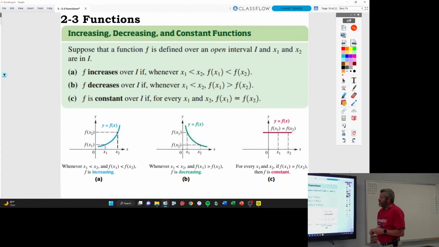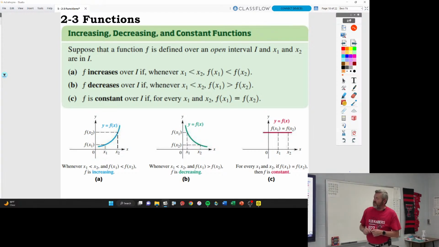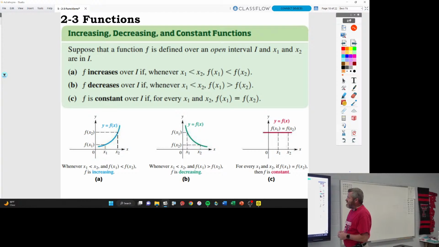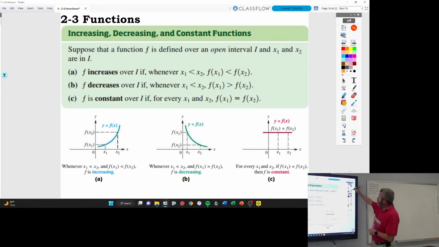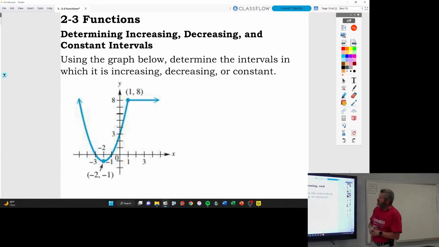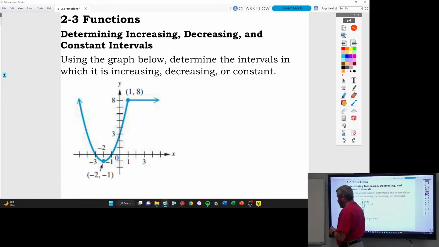Here's the formal definition. And I really don't want to spend a whole lot of time going over that, but if you're going on in advanced math, this is the kind of nomenclature you're going to be seeing, whether it's increasing or decreasing. Using the graph below, determine the intervals in which it is increasing, decreasing, or constant.